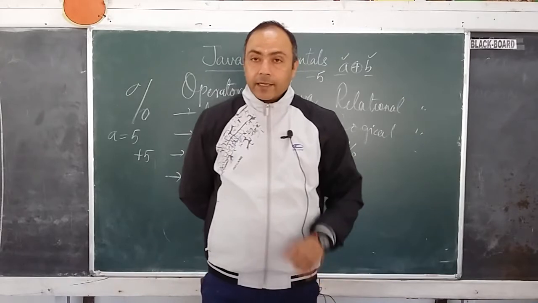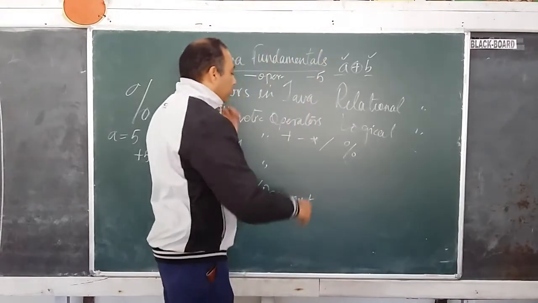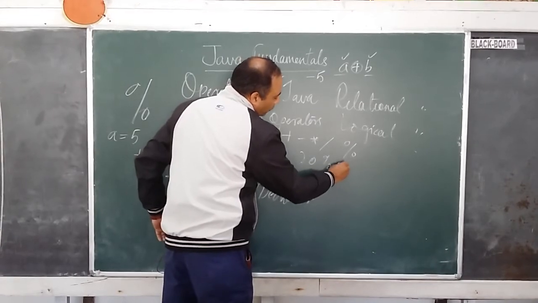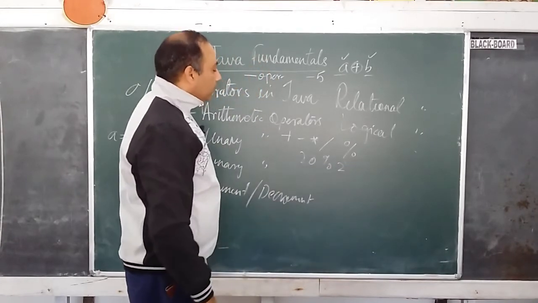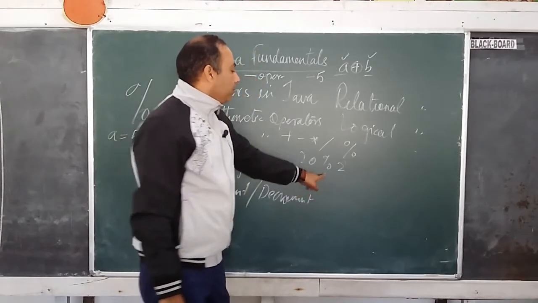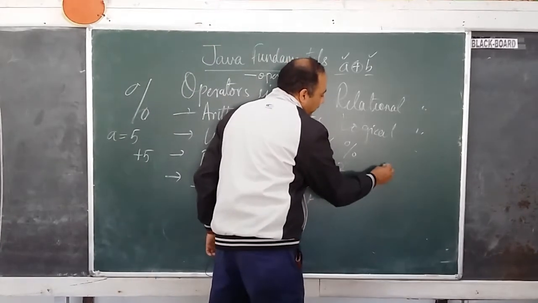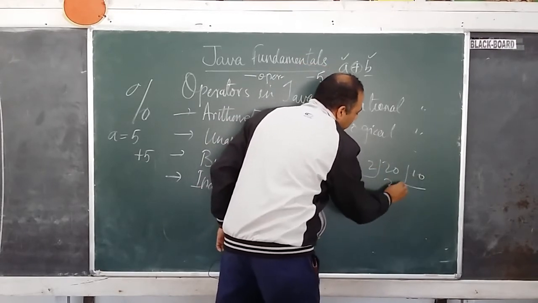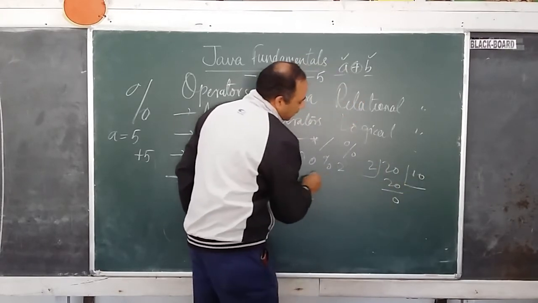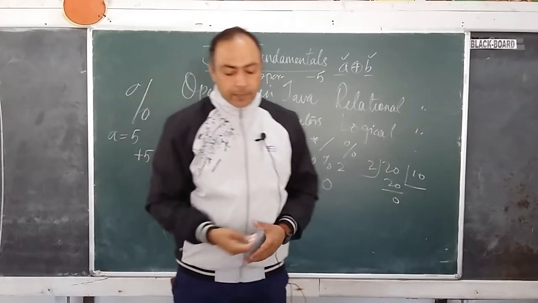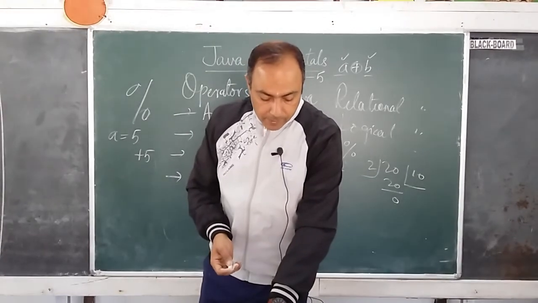So if I write 20 modulus 2, what will be the output of this operator? This will be 0. That means it will give you the remainder. 2 tens are 20, so the remainder becomes 0. This modulus operator gives back the remainder.